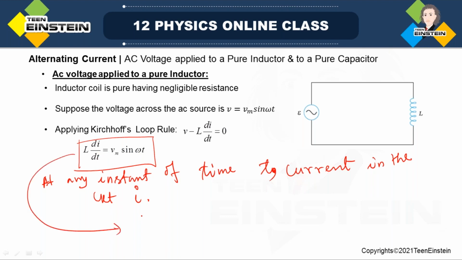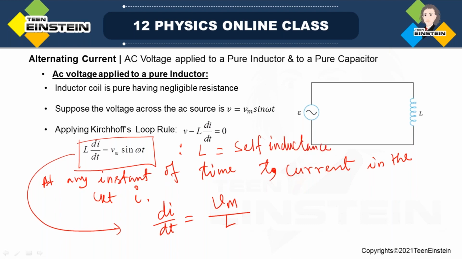So what you have to do mainly, see, di/dt I will write from there. Di/dt is equal to Vm, the amplitude of the voltage, divided by L. L is here the self inductance of the inductor coil. Okay, so this part is again there, sin omega t.